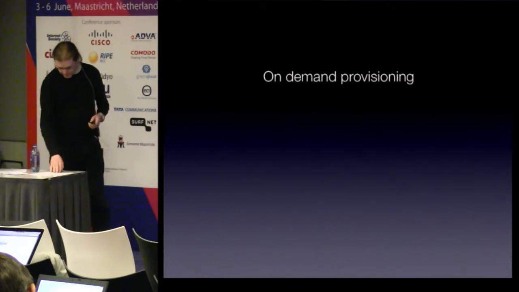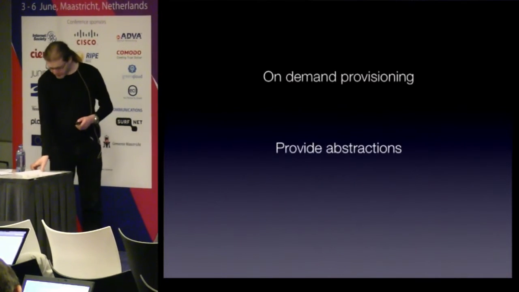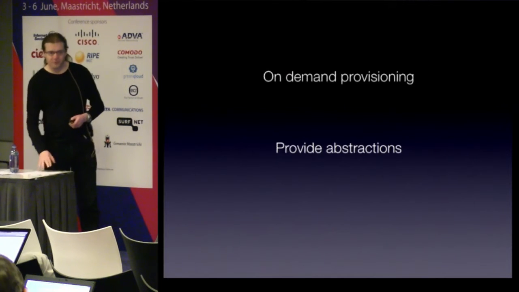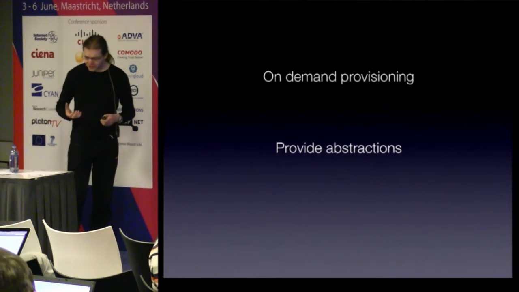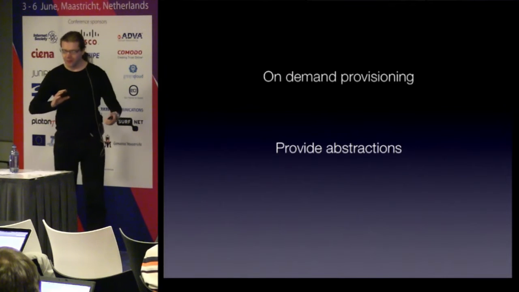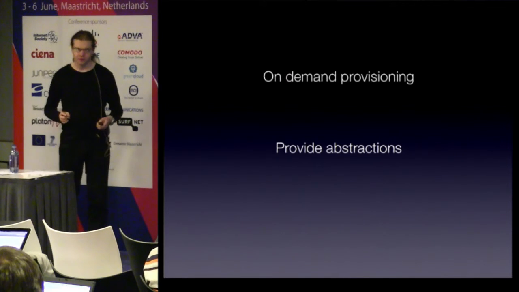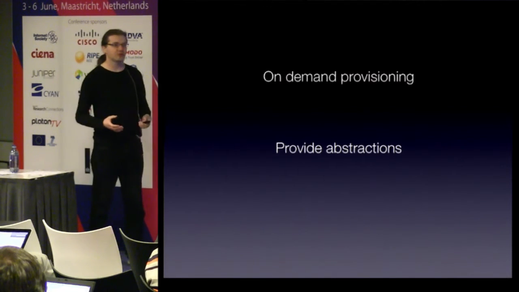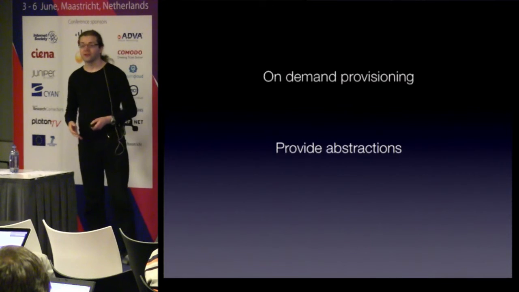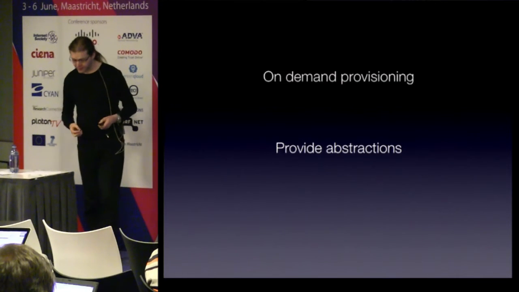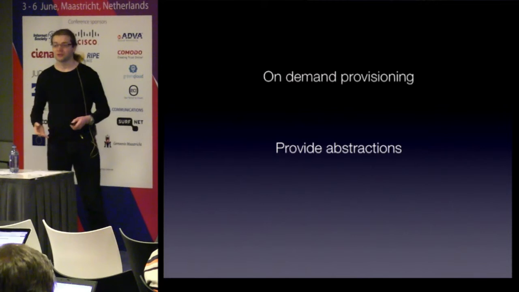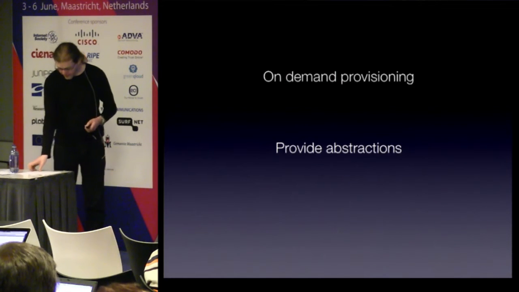That's the on-demand provisioning. That's all very well. The second part of this recipe is we need to provide abstractions. We need to represent these as resources. Who do we provide these abstractions to? Well, that depends on who you want to serve with this. It could be a customer who you want to give access to. It could be your own network operations center, which is how we're starting to see it.